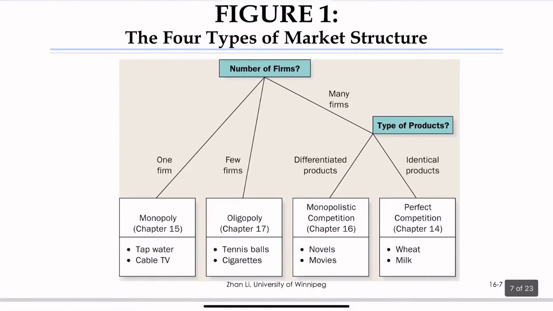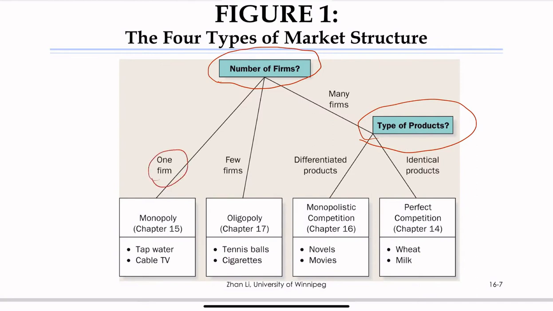Okay, maybe it's better for us to first summarize these different types of markets. You can see that there are two defining features to categorize these different types. The most important feature is about the number of firms, right? So if you have only one firm, then this is definitely a monopoly.